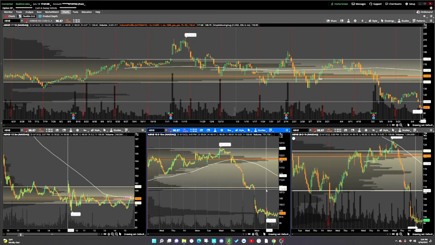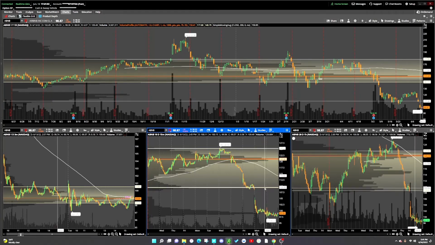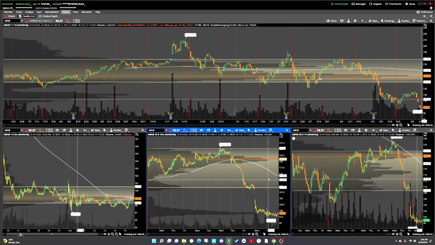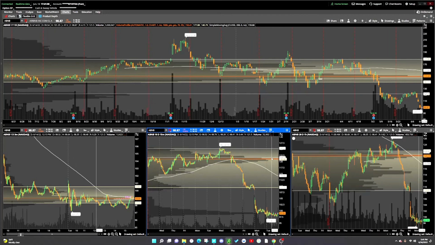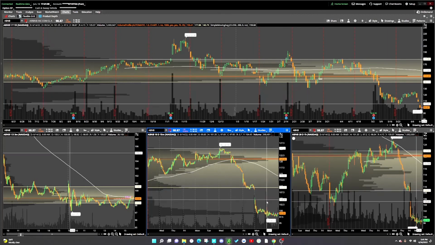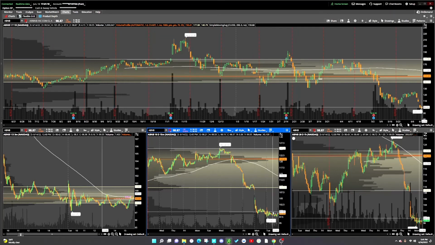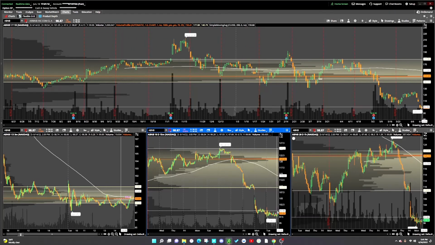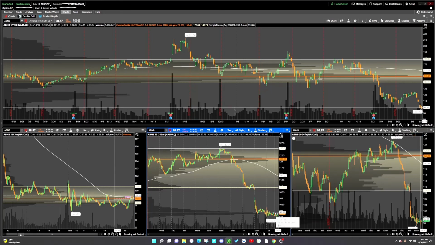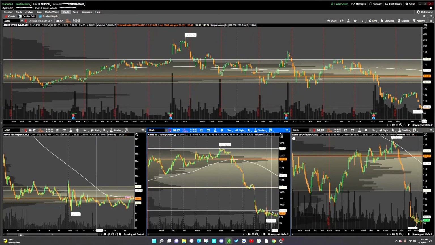At 109, I would go short. At 120, I would be much more comfortable going short. This is risky. Buying puts here just doesn't seem like it's worth the risk.